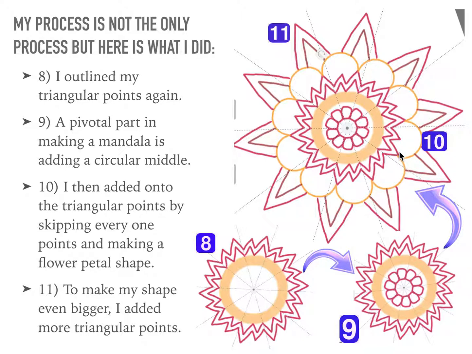Then on to step 11, I added a couple things in this step. So I added half circles, which look like petals, skipping every one triangle tip. So if you can see, it happens all around, and that just helps my design get bigger as we go on. The next thing I do is make triangular points outside of it, just to add to the shape.